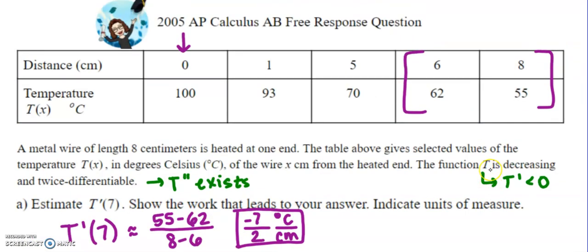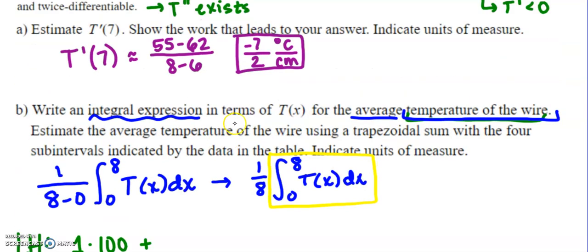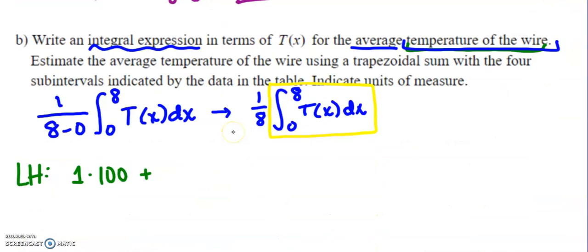So up at the table at the top, your left-hand rule is going to be a width of 1 times a height of 100, because that's my left hand, plus a width of 4, 5 minus 1 is 4, and a height of 93.